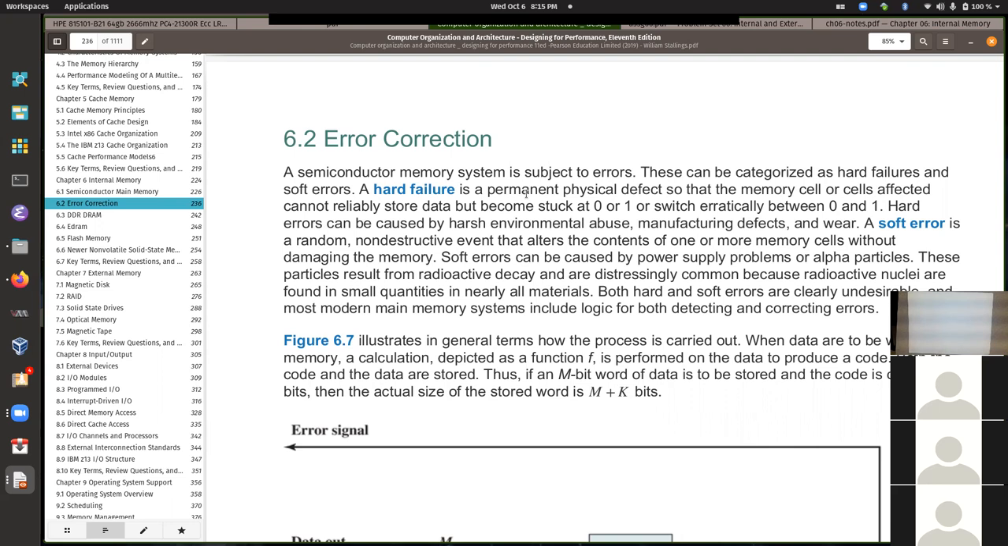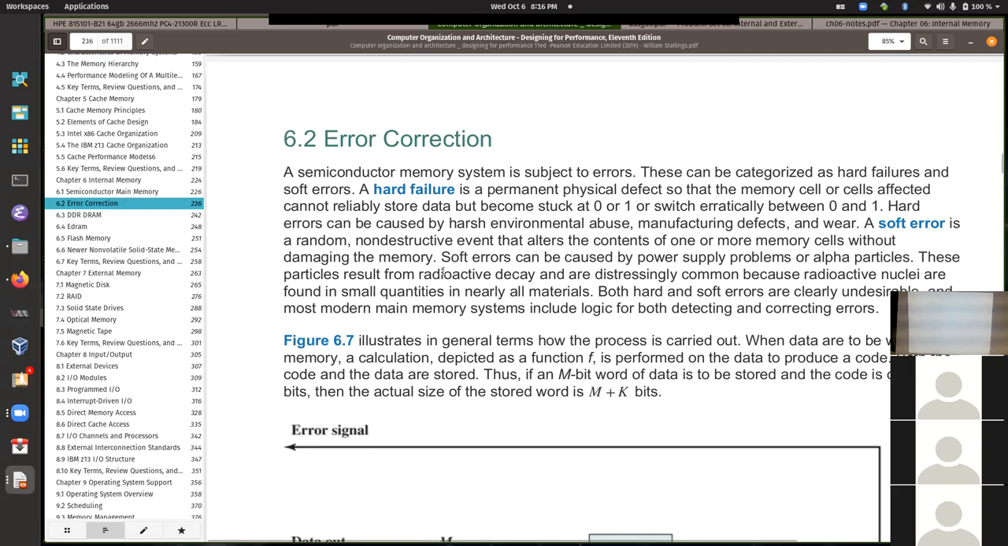Things like that can be detected when there's been a hard failure through different kinds of testing mechanisms. But you can't use memory that has some sort of physical defect. There are various reasons why that can happen. But the error detection and correction is mostly for these kinds of soft errors. These don't happen all that frequently, but they happen frequently enough that it's worthwhile to have error detection and error correction.